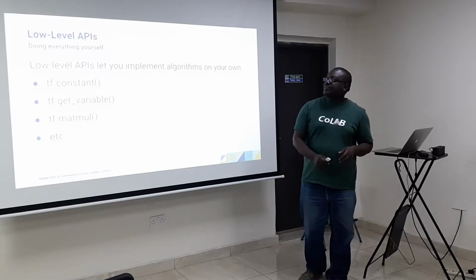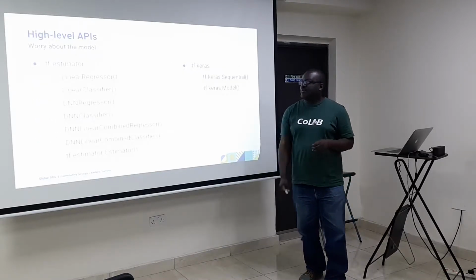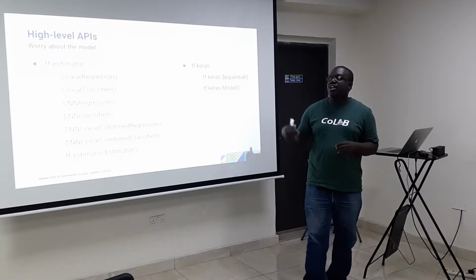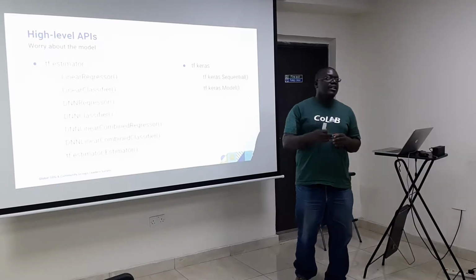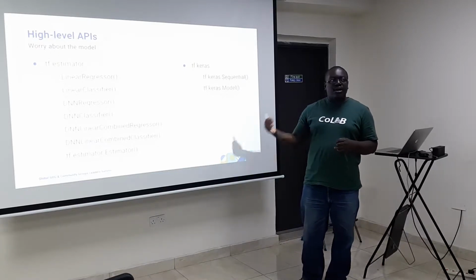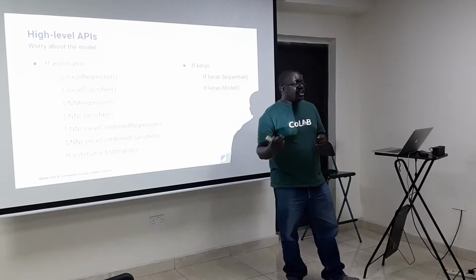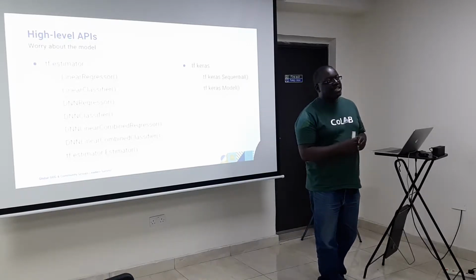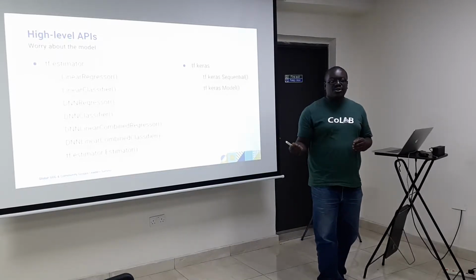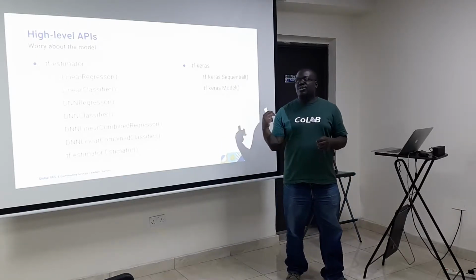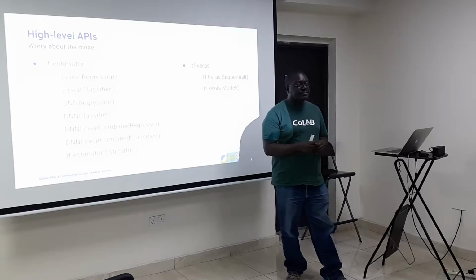And these high-level APIs are generally categorized into two based on how you write them. They're actually very different in the ways that you write them. So one API is called Keras, and the other API is called the Estimator API. So in this talk, we're going to be looking at the Estimator API.